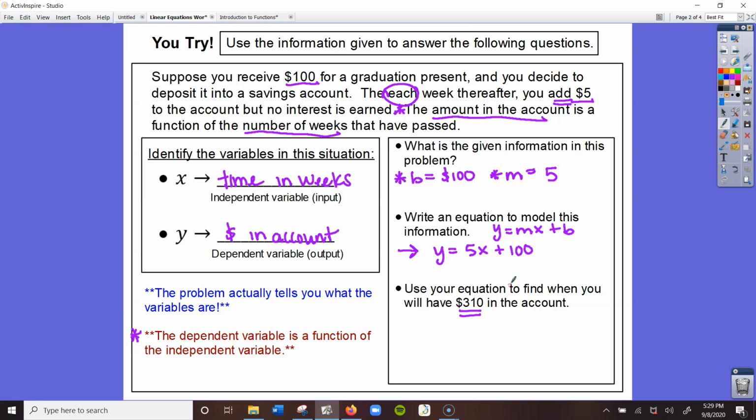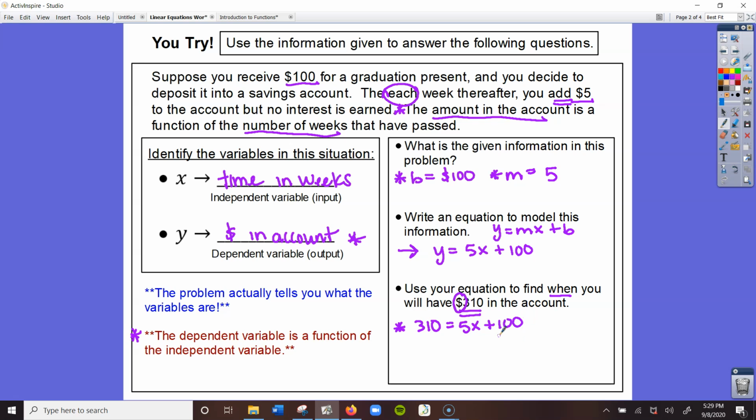This is when you have to decide whether you're going to plug it in as x or plug it in as y. Since 310 is money, that must mean that it is y. And then we're going to solve for x, which is time, since we're trying to find when we will have $310. So I'm going to write my equation now with 310 plugged in as the y. So 310 is equal to 5x plus 100.